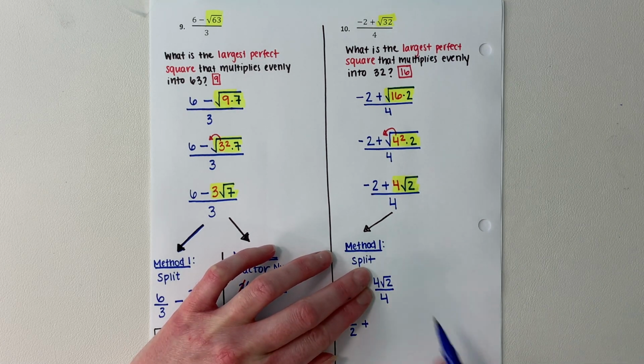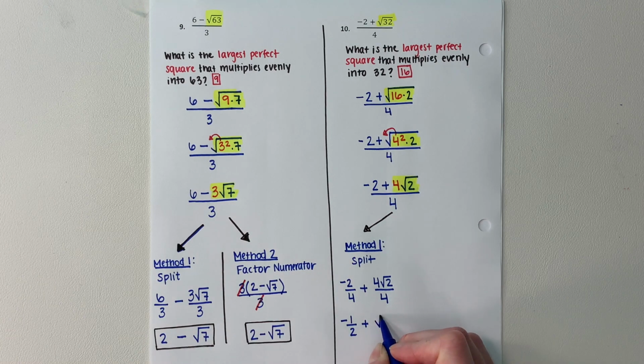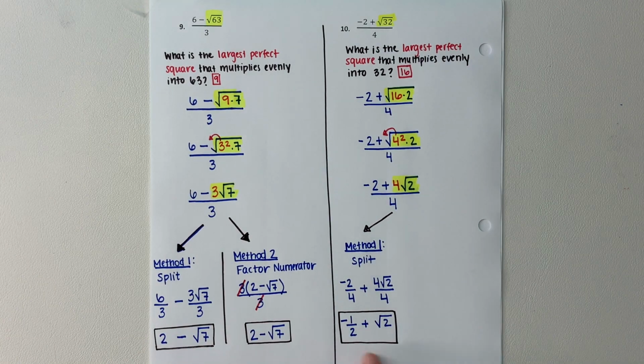So we're left with 1 square root of 2, or in other words, the square root of 2, giving us this for our final answer.